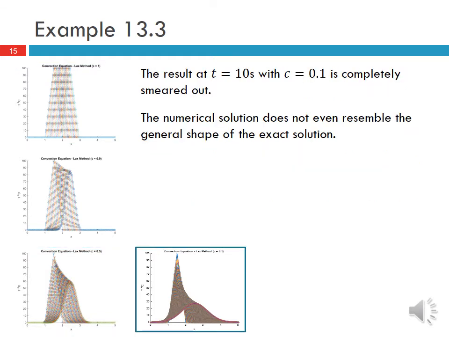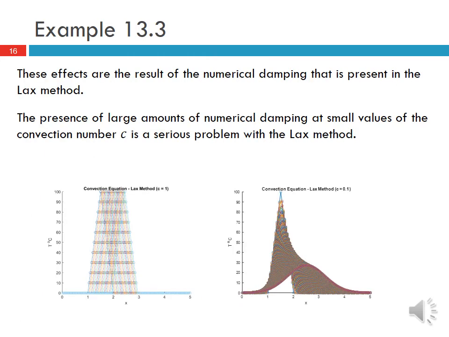With c equal to 0.1, as we progress in time, after even 10 seconds, the numerical solution here does not even resemble the exact solution anymore. It's completely smeared out, and you can see the amplitude is decreased by a large amount. These effects are the result of numerical damping that is present in the Lax method. So the presence of large amounts of numerical damping at small values of the convection number c is a serious problem with this method.